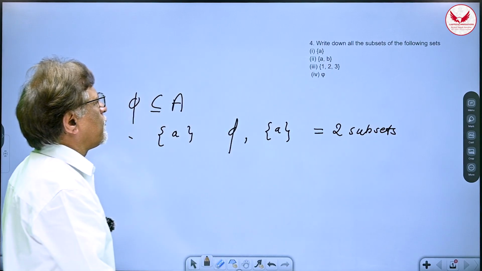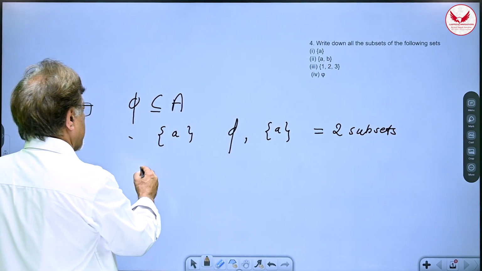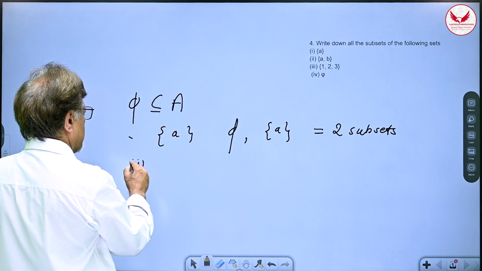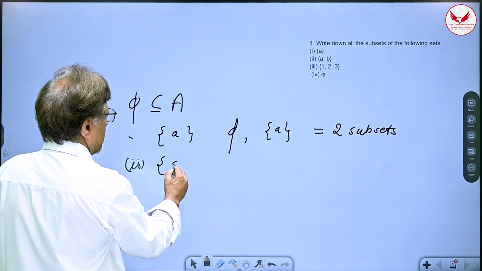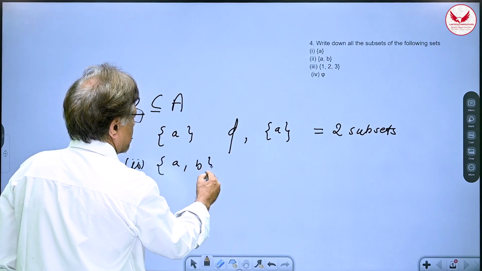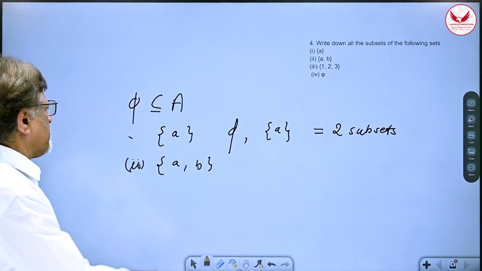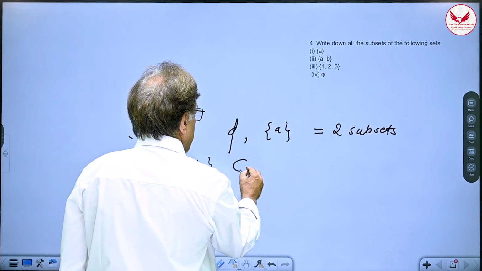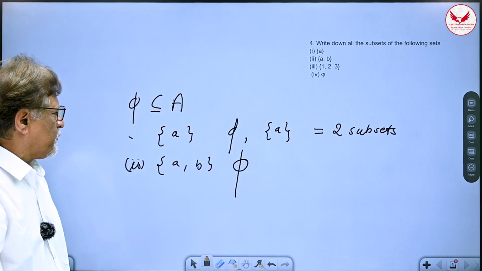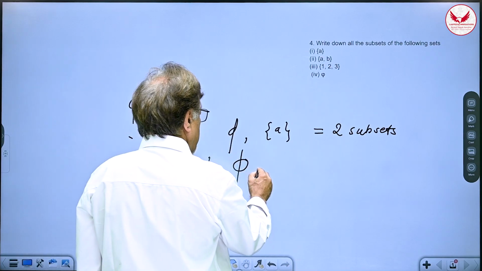Okay. Now let us go for the second question. The second question is very simple. It contains 2 elements. Now how many subsets will it have? As I said first, the empty set is always a subset of every set. So therefore it will always come first.